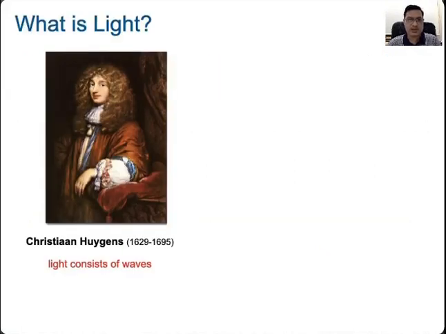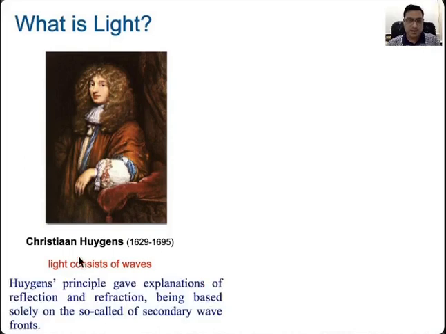So let's ask, what is light? This is Christian Huygens, and he proposed around the 17th century that light is a wave. His hypothesis was successful in explaining several phenomena of light, for example, reflection and diffraction, and this wave theory was also able to explain secondary wave fronts, which are a useful concept to explain, let's say, interference. I will come to this point.